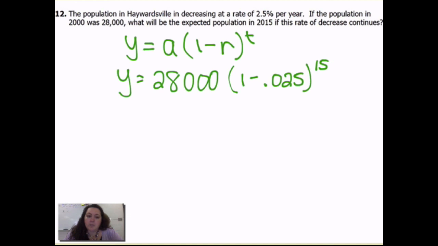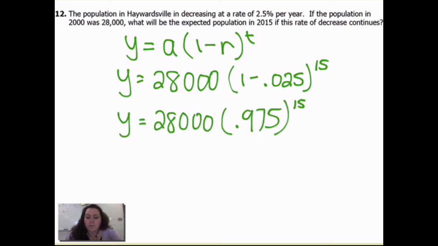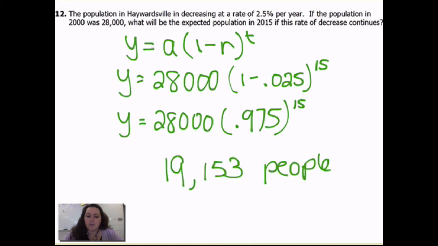Okay, so my original amount was 28,000. My rate is 2.5, so when I move the decimal 2 places, I get 0.025. And then the time from 2000 to 2015 is 15 years. So 1 minus 0.025 is 0.975. Raise that to the 15th power and multiply it by 28,000. We get 19,153 people.